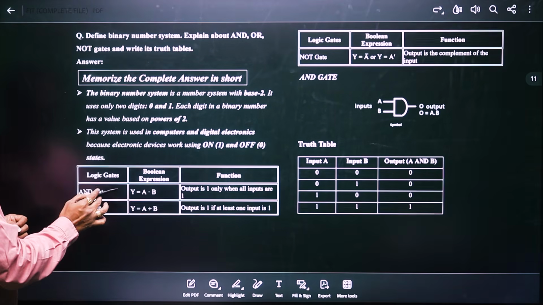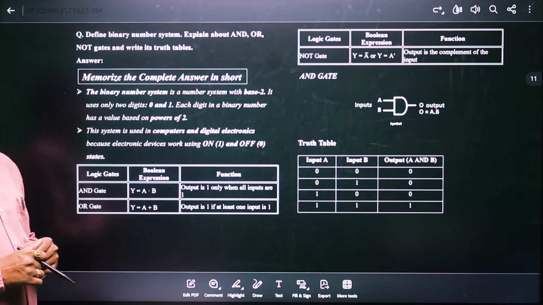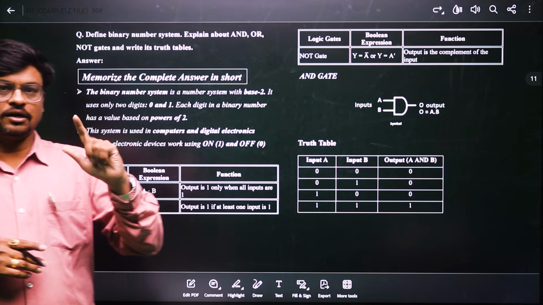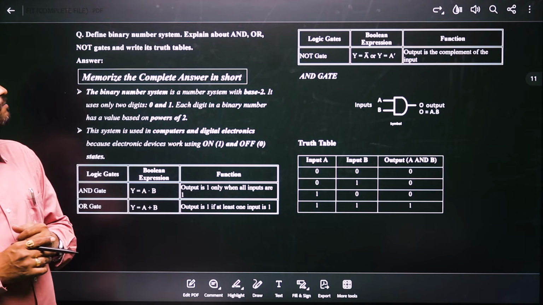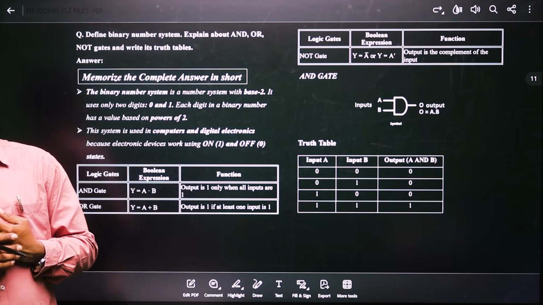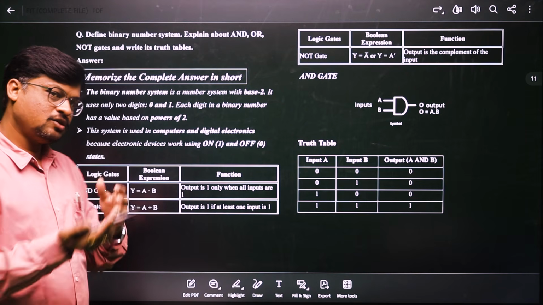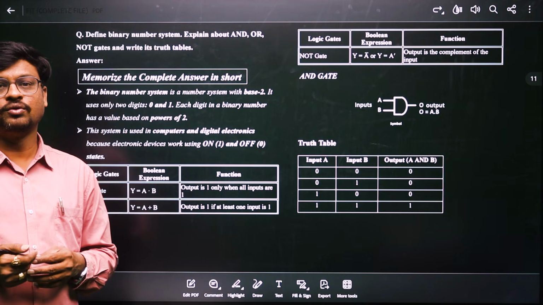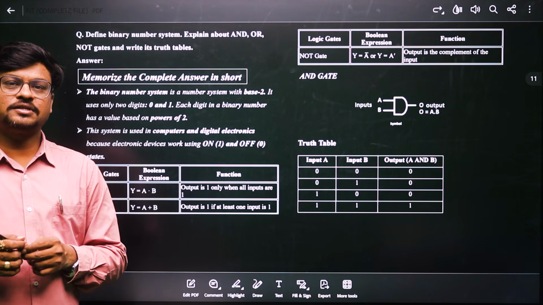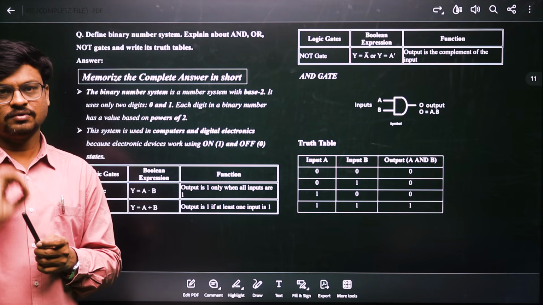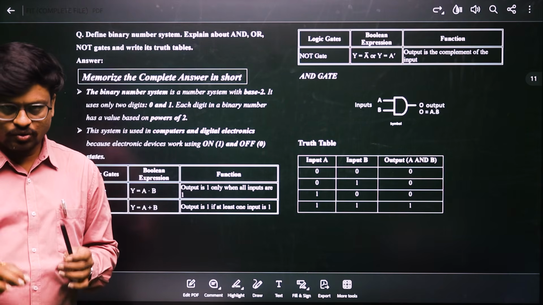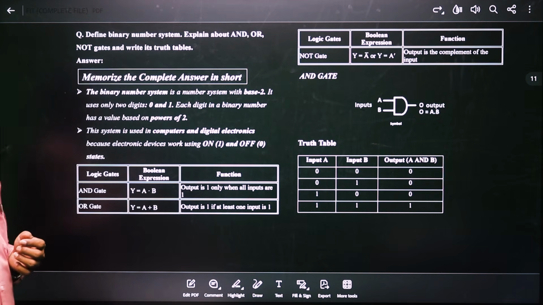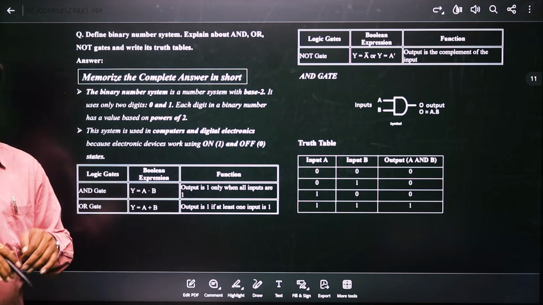One of the questions which was very frequently asked: what are binary number systems, and explain the logical gates AND, OR, NOT. In unit 1, we have already seen binary number systems just 10-15 minutes ago. The binary number system represents data in the form of 1 and 0, because a computer understands only 2 things in the universe: 1 and 0. We call it machine level language, binary language, low level language.